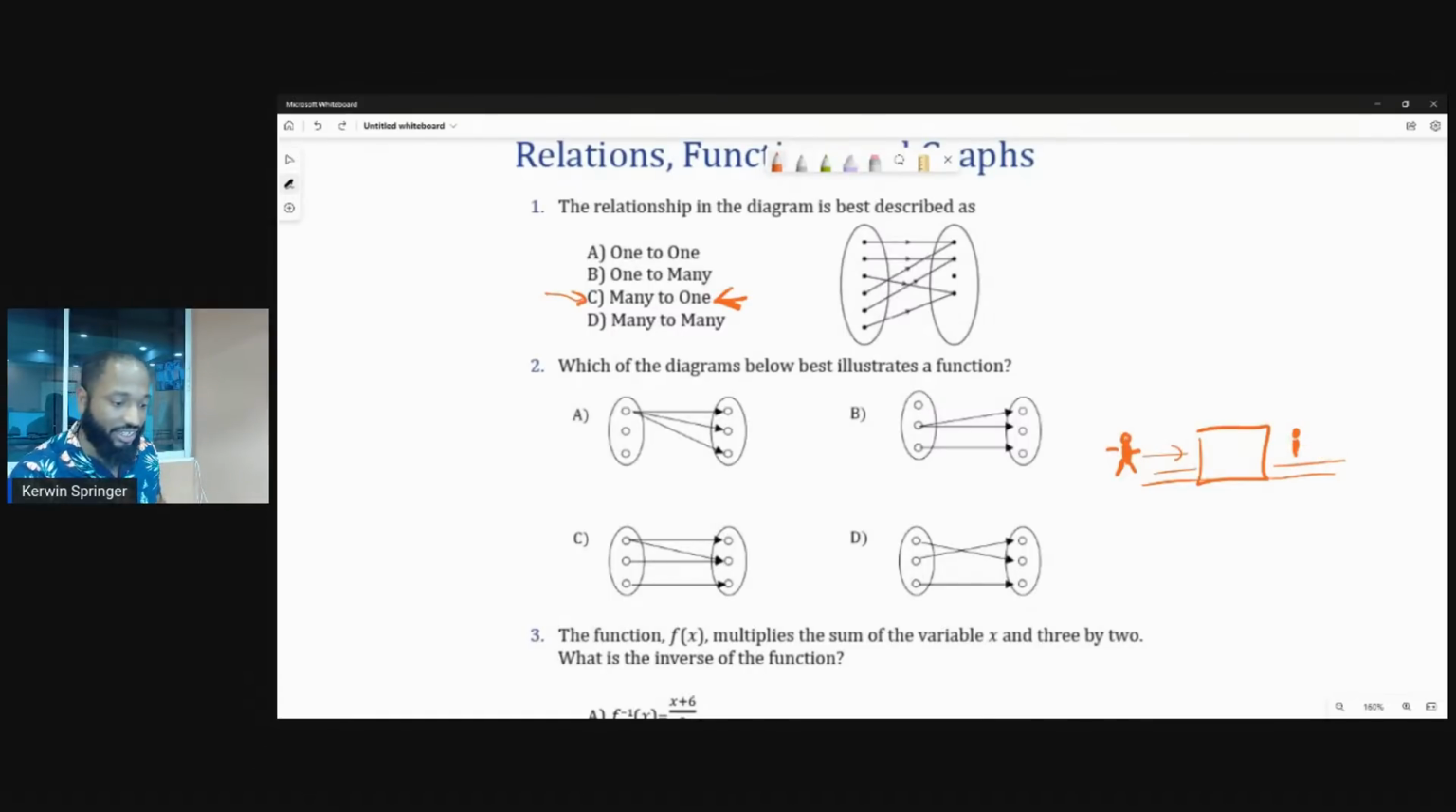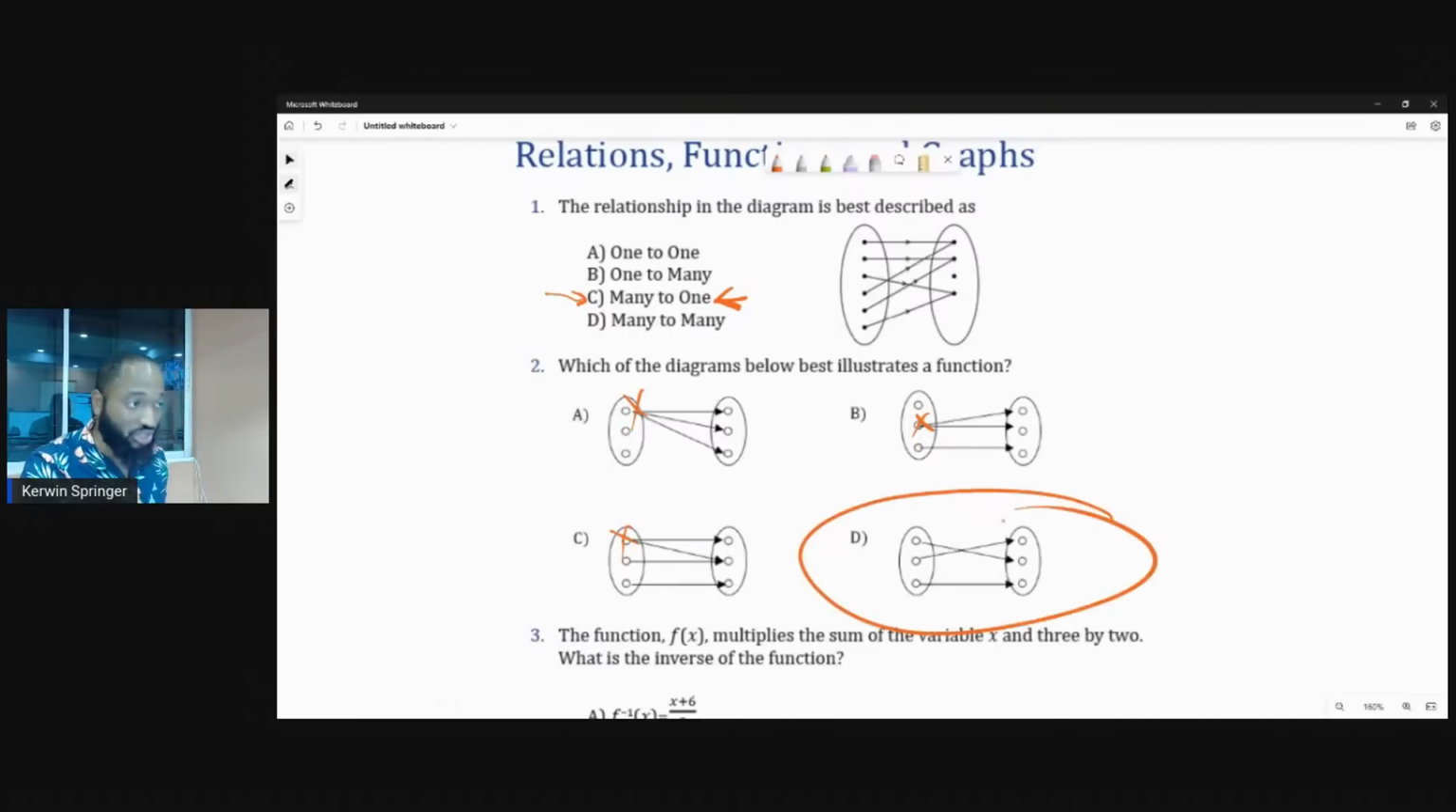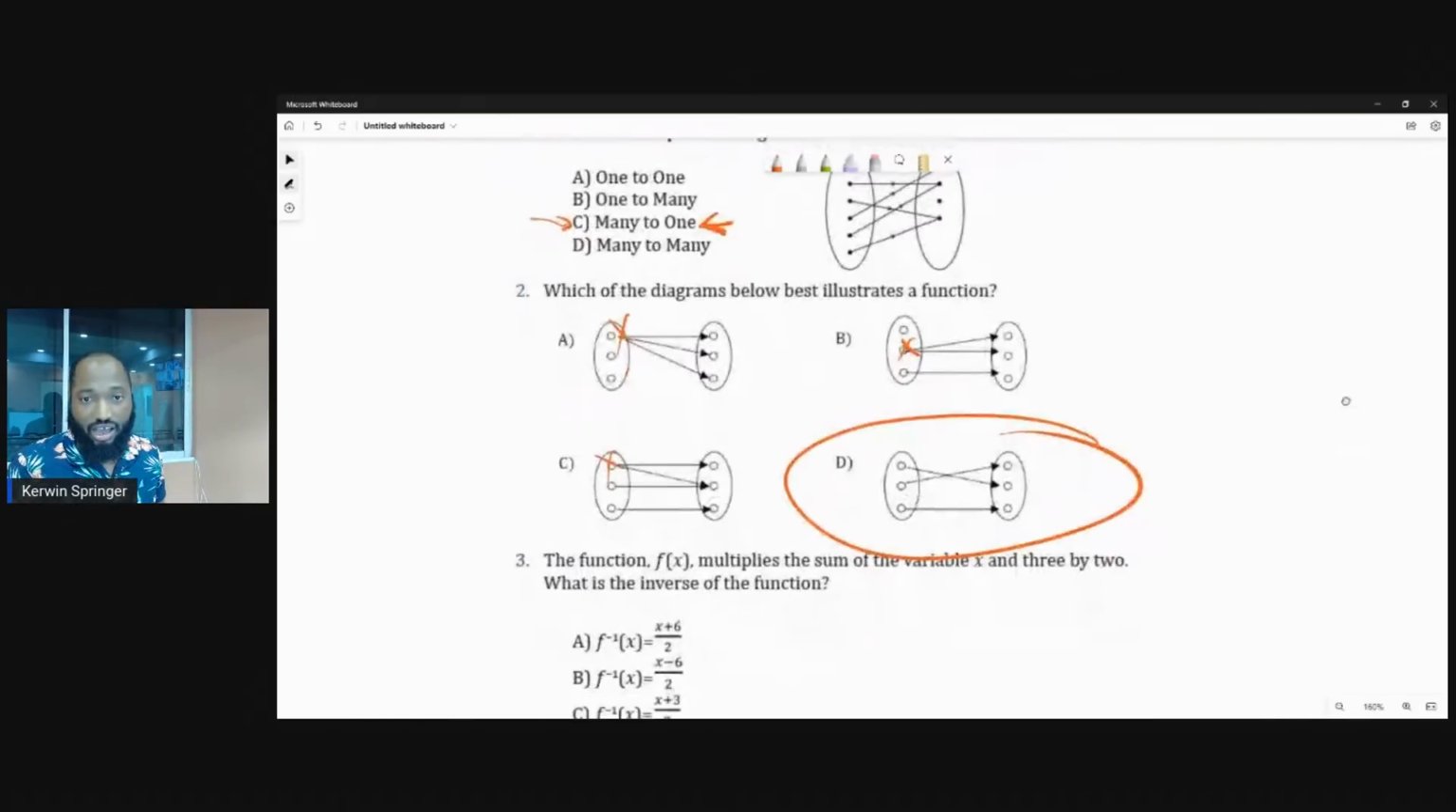How to say this? You could send in something and send in something completely different and end up with the same thing. So you can have this split on the side with the output, but it can't split the input. So you can have many to 1 things that are functions, like a quadratic. A quadratic is a function that can be many to 1. But all of these with these splits here, those are not functions. So the best answer is actually D. In this case, D is a function.